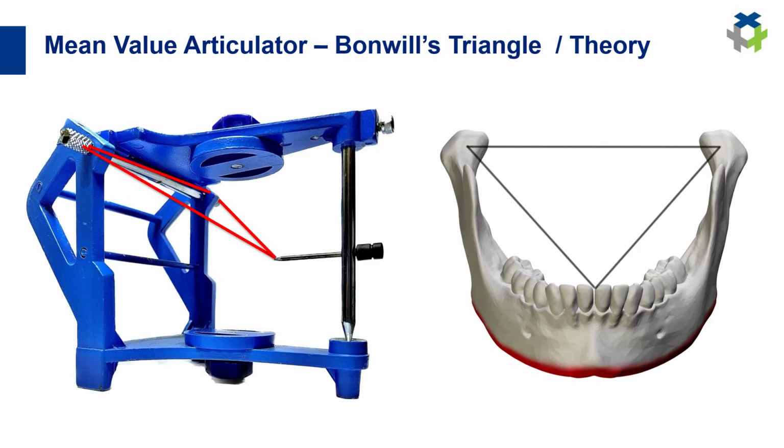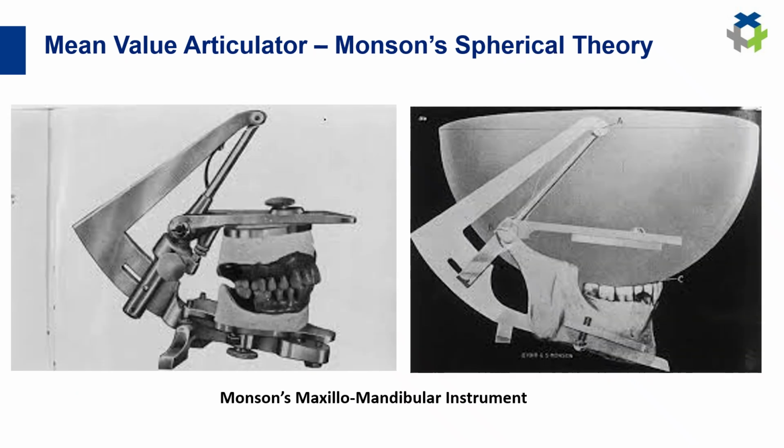The common mean value articulator which we are using currently is based on Bonwill's triangle or Bonwill's theory, which says that when we measure the distance between the two condyles and from the condyle to the tip of the mandibular incisor, the distance is around 4 inches, which forms an equilateral triangle. So this articulator is called mean value because the values or the measurements of the articulators are averaged and cannot be adjusted.